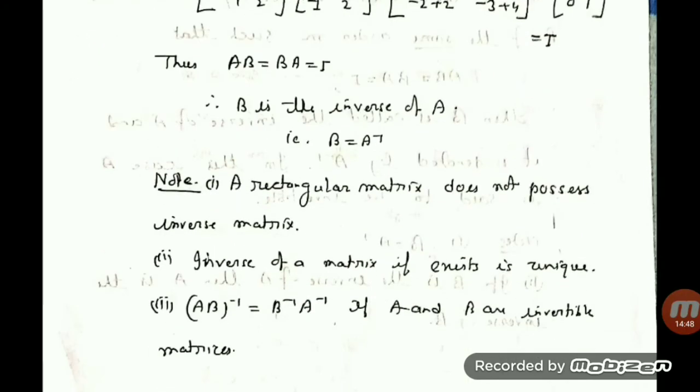So here we have done that AB is equal to BA is equal to I, therefore B is the inverse of A, and it is denoted by A to the power minus 1. Okay, then one more thing, that is some note I had given here. For short questions and multiple choice questions, we have to know these things. A rectangular matrix does not possess an inverse matrix.